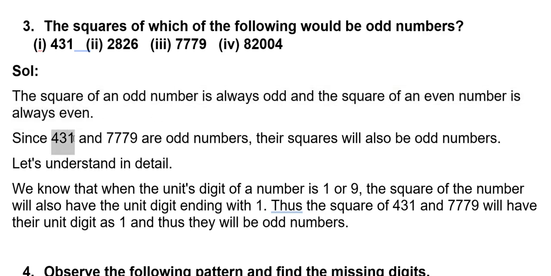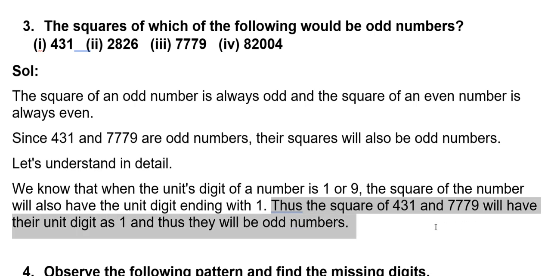Since 431 and 7,779 are odd numbers, their squares will also be odd numbers. Let's understand in detail. We know that when the unit digit of a number is 1 or 9, the square of the number also ends with unit digit 1. Thus, the squares of 431 and 7,779 will have their unit digit as 1, and thus they will be odd numbers.